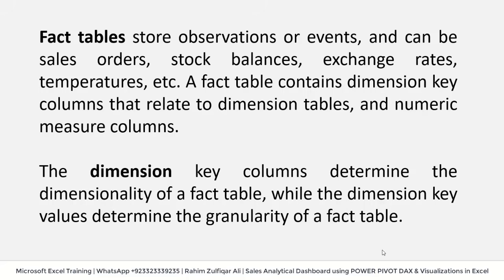Further, the dimension key columns determine the dimensionality of a fact table, while the dimension key values determine the granularity of a fact table. So if you take an example of an HR data set, the first column might relate to the employee ID and then start expanding that table. Or if you look at the example of a sales table, the first primary key might be the order ID, or it could start from a date. Okay.